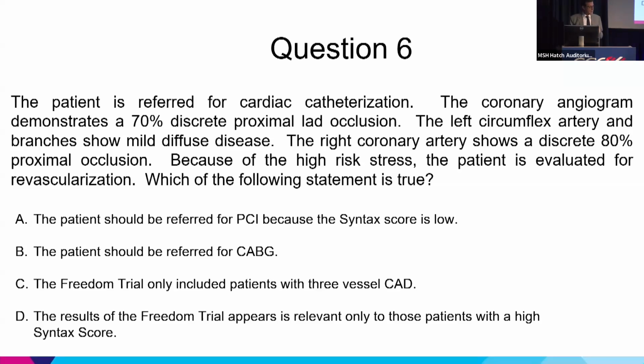The circumflex artery branches have diffuse disease. The right coronary artery has a discrete 80% proximal lesion. Because of the high-risk stress test, the patient is evaluated for revascularization. Which one is the following?